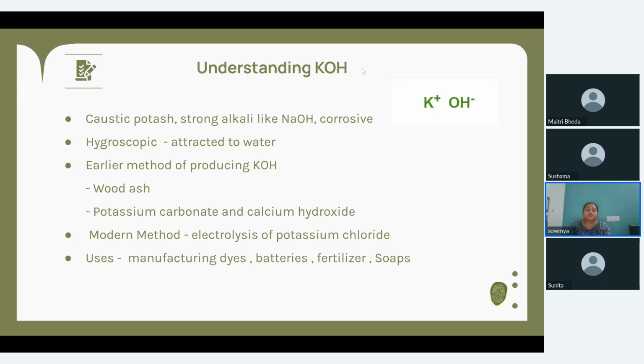Why do we need to use potassium hydroxide? Apart from soap making, it has other important uses as well. It is also used in manufacturing dyes, the dyes which they use for coloring our clothes and fabrics. They require the addition of potassium hydroxide so that they will produce the dye better, and maybe fix the dye better in the fabrics.